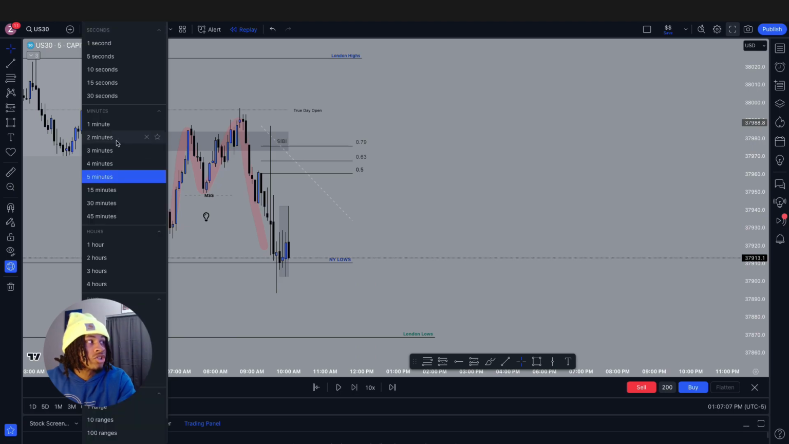Some people say that wicks are like gaps. Maybe large wicks are like gaps. I just like to mark up the consequent encroachment of the New York Stock Exchange manipulation if it leaves a large wick like this, because a lot of times you will get the reaction off of the equilibrium or the 0.5 area on the fib.